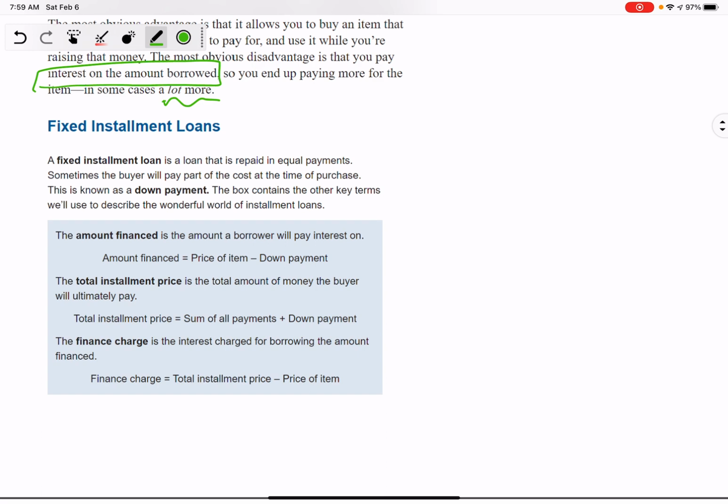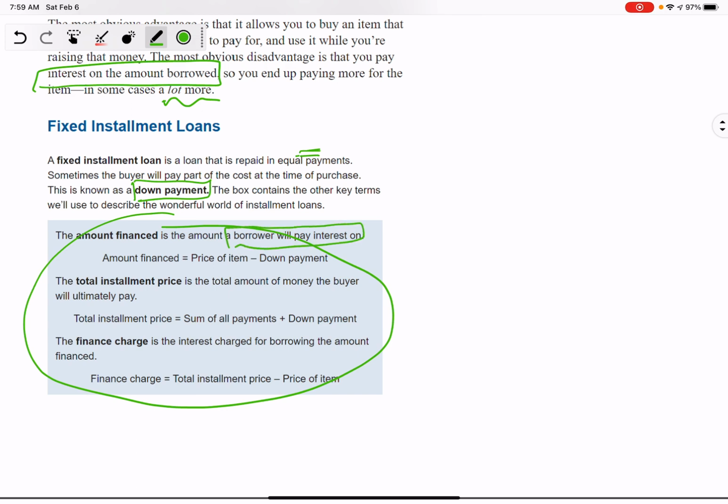So, fixed installment loans. We have a couple of new formulas that we'll have to look at. A fixed installment loan is a loan that is repaid in equal payments. Sometimes the buyer will pay part of the cost, and that's called the down payment. This box contains other key terms we'll use to describe the wonderful world of installment loans. The first one would be the amount financed. That's the amount a borrower will have to pay interest on. So the amount financed equals the price of the item minus the down payment.